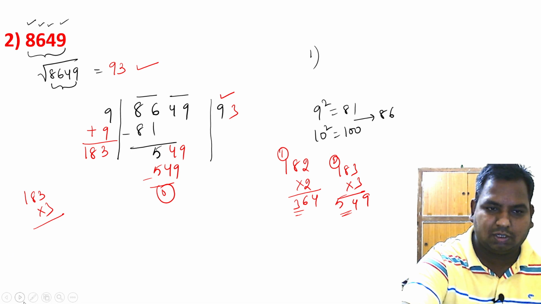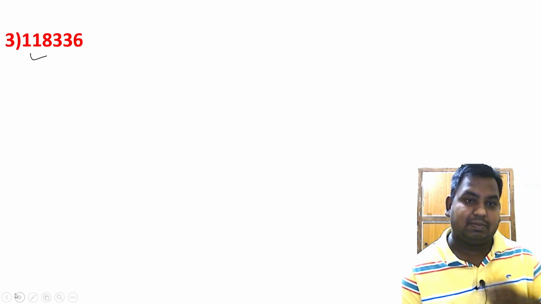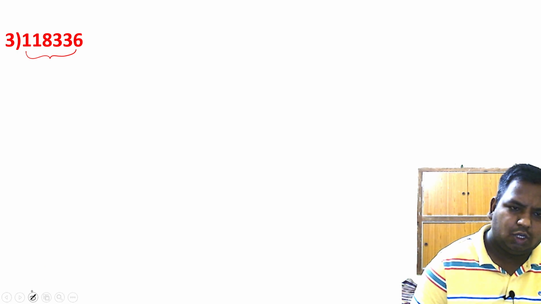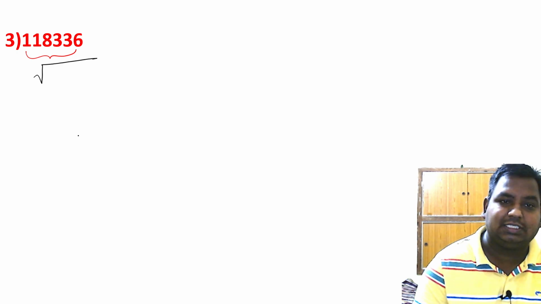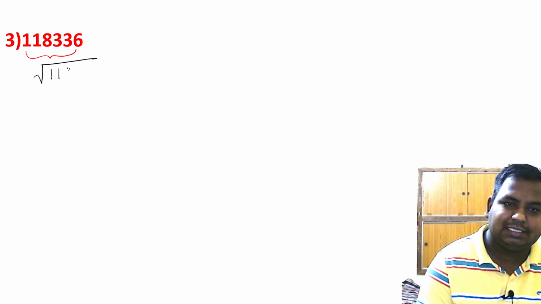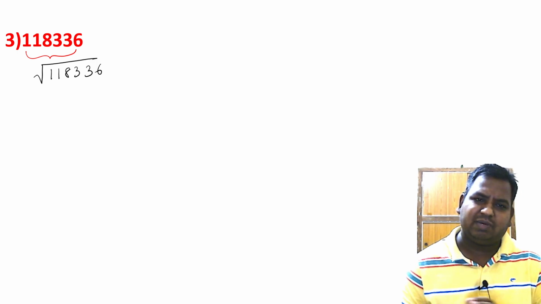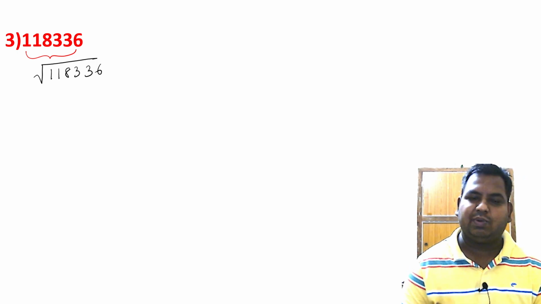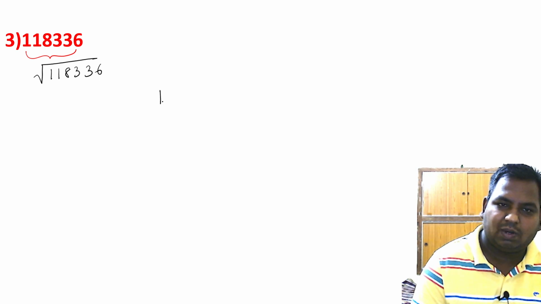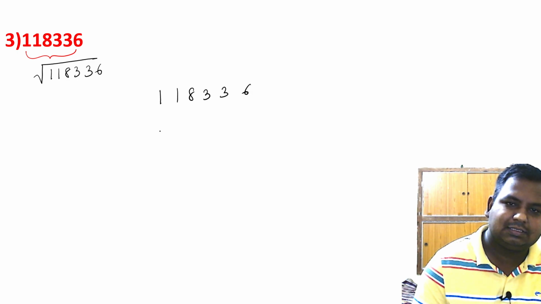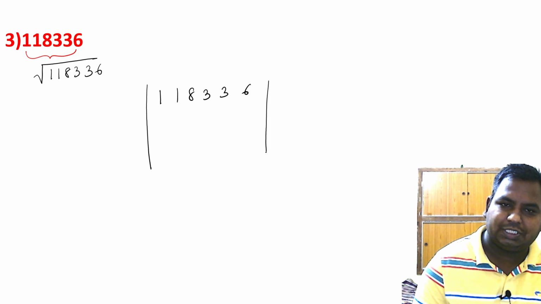Now we'll discuss one more problem. This time we have a big number, 118336. So what is step number 1? Look at the number of digits. We have 6 digits, so it's time to party. If you don't have an even number of digits, you add 0 in the beginning to make it an even number of digits. Done. Now we have 118336. We need to put a bar on 2 digits.